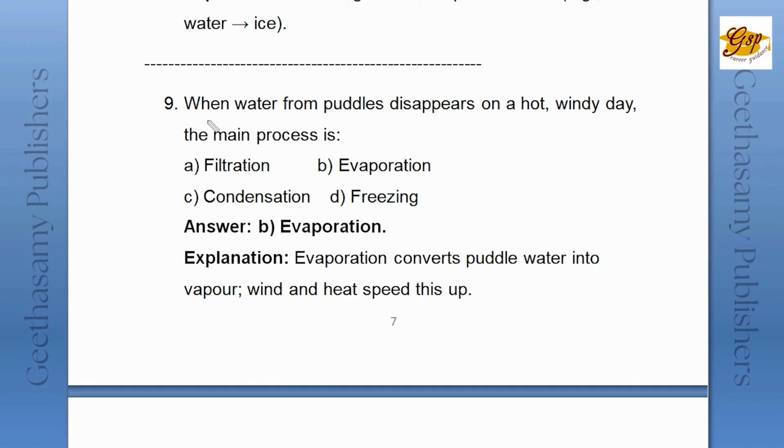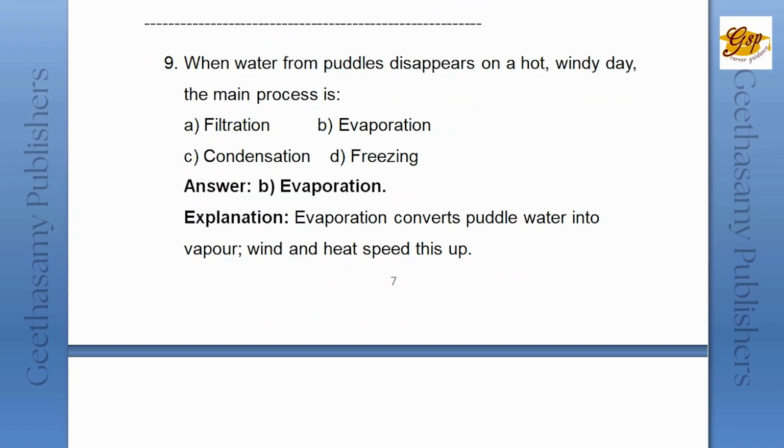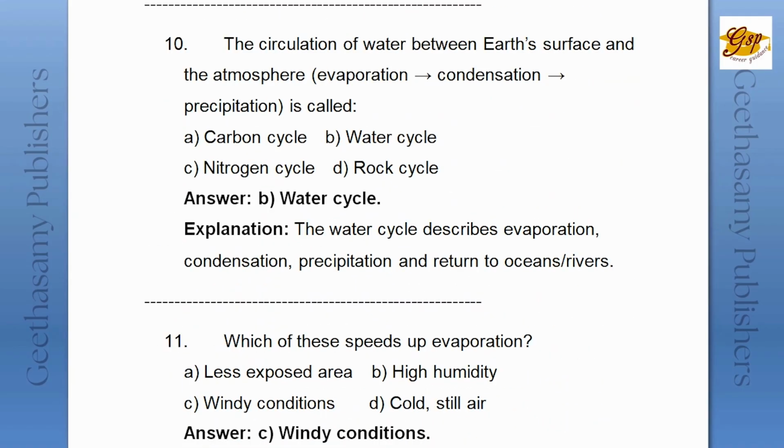Ninth question. When water from puddles disappears on a hot and windy day, the main process is: filtration, evaporation, condensation, or freezing? The correct answer is evaporation. Evaporation converts puddle water into vapor, and wind and heat speed up the process. Right?